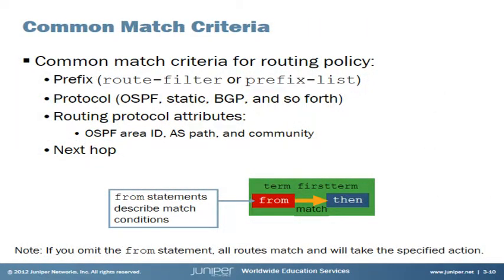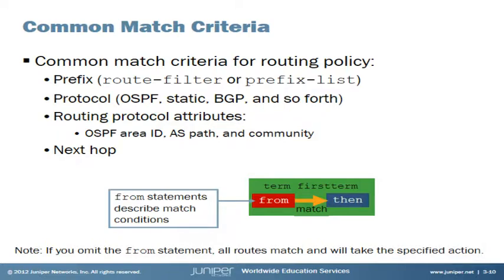Okay, so what can we match on? Common matching criteria for routing policy. We can have a routing prefix, a network number, which is known as the prefix. So we can also use a thing called a route filter or a prefix list. We're matching on a number of prefixes. We will match on a protocol. So we're going to say we will accept OSPF routes or static routes or BGP routes or whatever they are, whatever the protocol is that we're matching on.